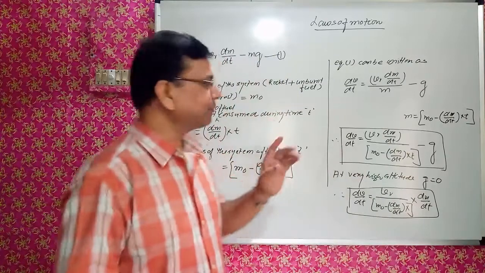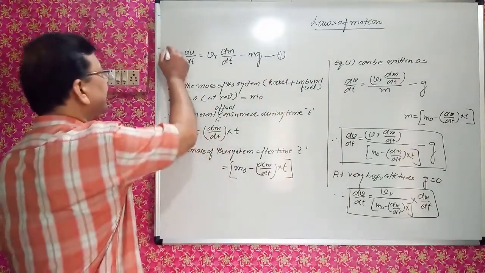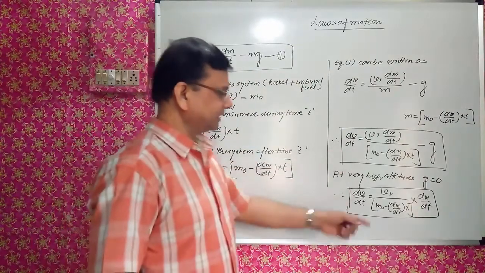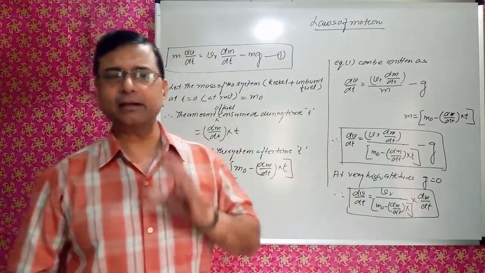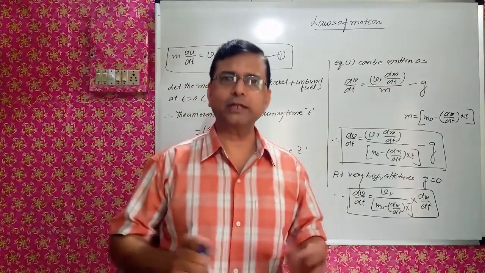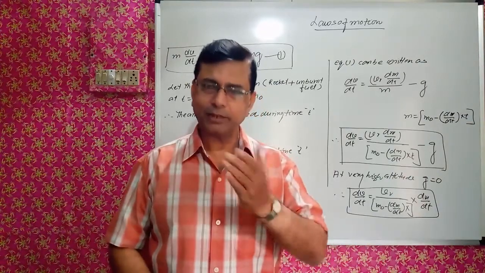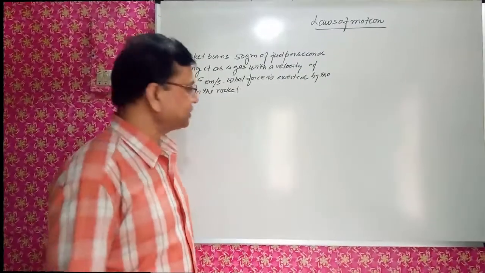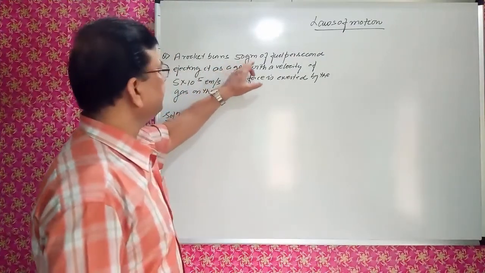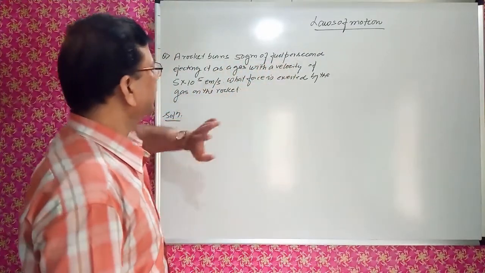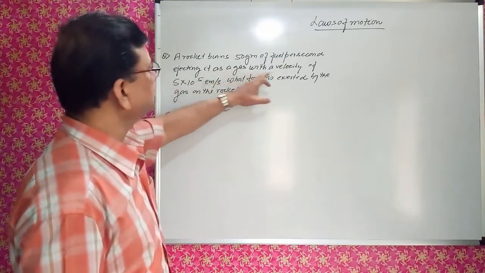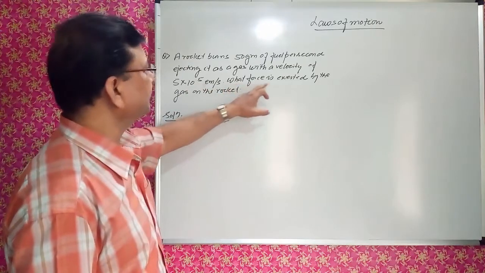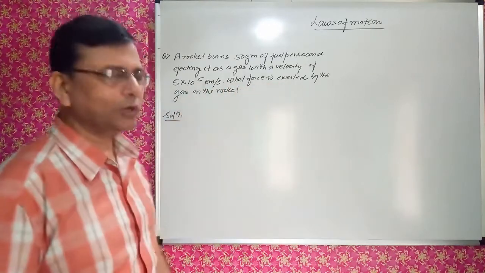So these three formulae, first this one, second this one, and third this one, will be applied to solve numerical problems. I will take a few numerical problems so the concept will be clearer to you. See the question: a rocket burns 50 grams of fuel per second, ejecting it as a gas with a velocity of 5 into 10 to the power 5 centimeters per second. What force is exerted by the gas on the rocket?